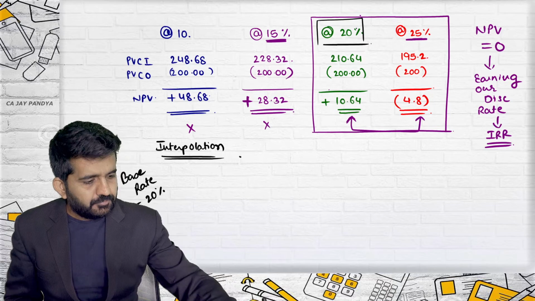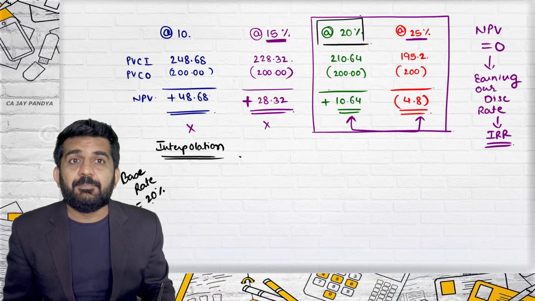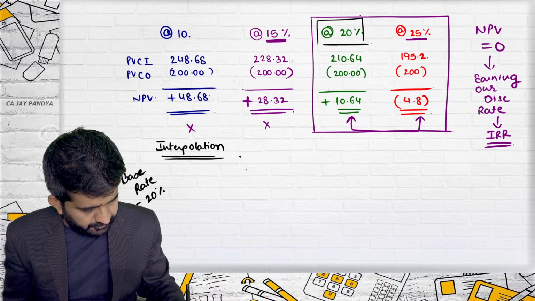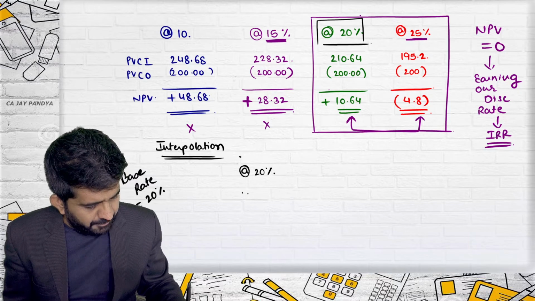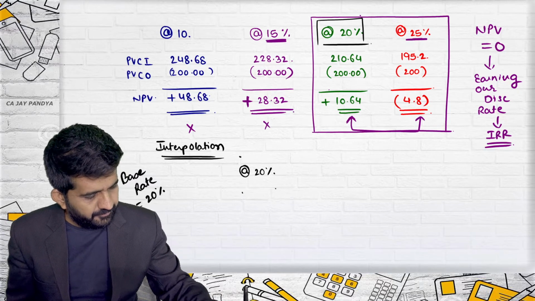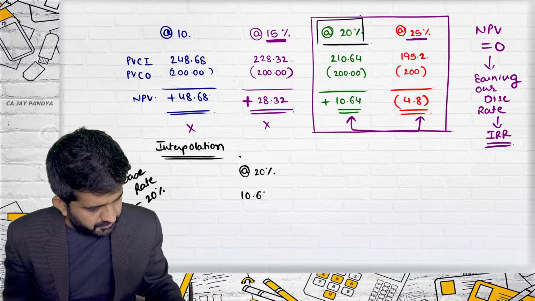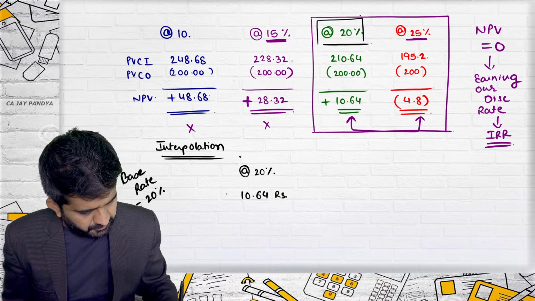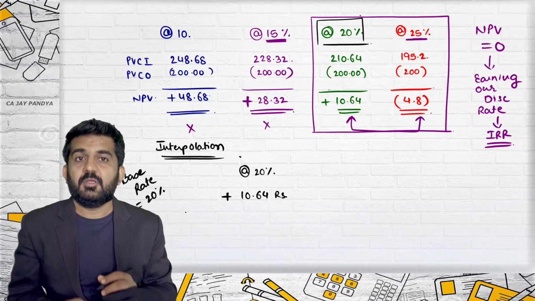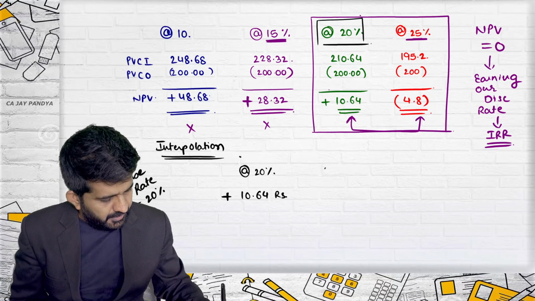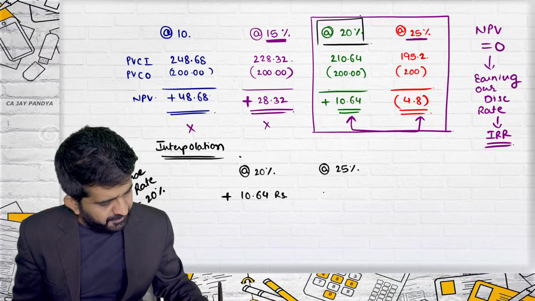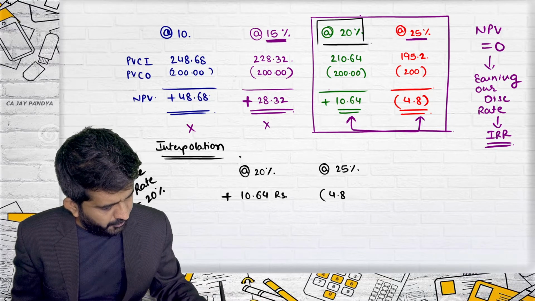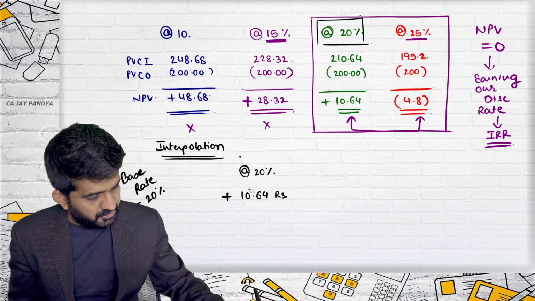Now, 20%. What is NPV? 10.64 rupees positive. Alright. At 25%, what is NPV? It is negative 4.8. Let me not write this down because it is already written.